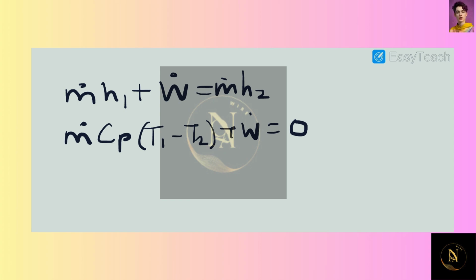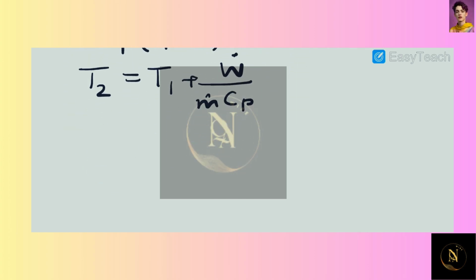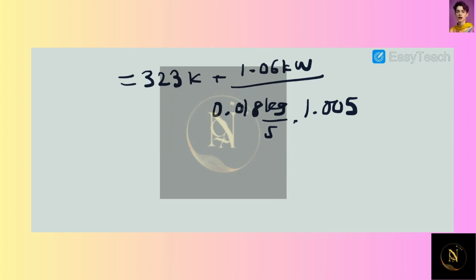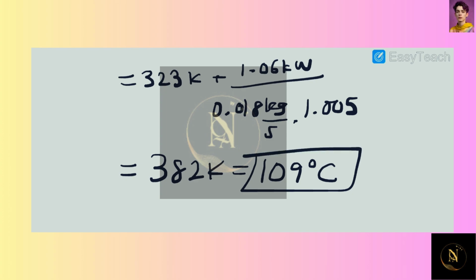So solving this expression for T2 gives us that T2 is equal to T1 plus the work over m dot cp, and by plugging in for these quantities, T1 is 323 Kelvin. Our work, which we solved for before, was 1.06 kilowatts, all over our m dot, which is 0.018 kilograms per second, times our cp of 1.005, gives us a temperature at the outlet of the compressor equal to 382 Kelvin, which is equal to 109 degrees Celsius.